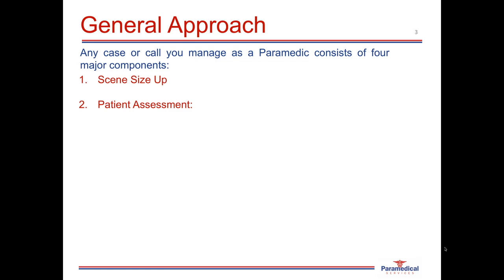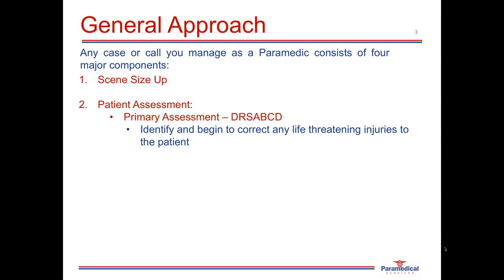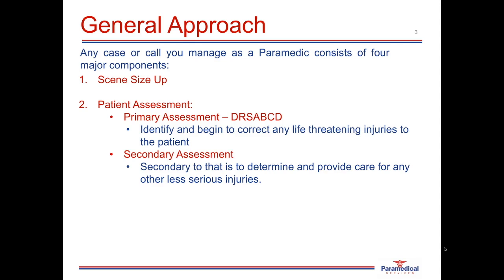The next is to conduct a patient assessment. This consists of our DRS ABCD primary assessment, which enables us to identify and begin to correct any life-threatening injuries to the patient. Following that is the secondary assessment. This includes assessing the patient's medical history, what degree of pain they might be in, and conducting a head-to-toe check, looking for any other injuries to the body.